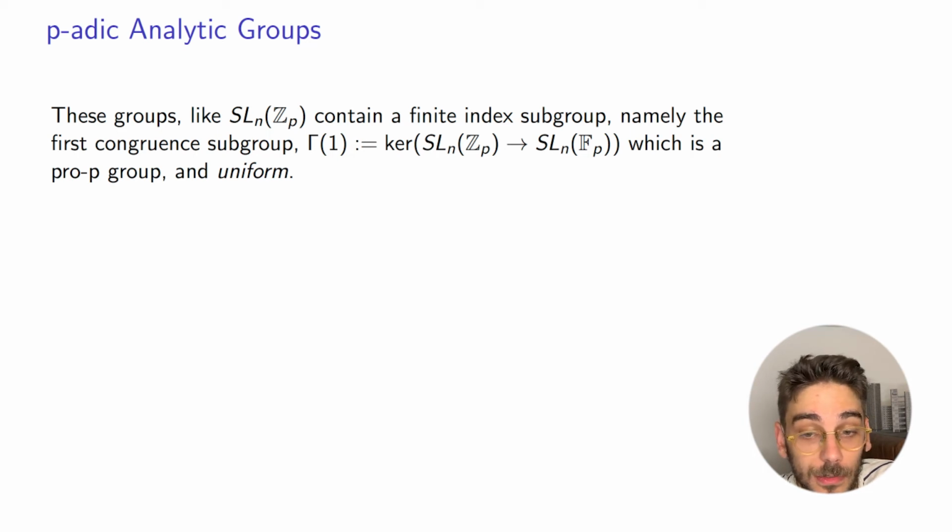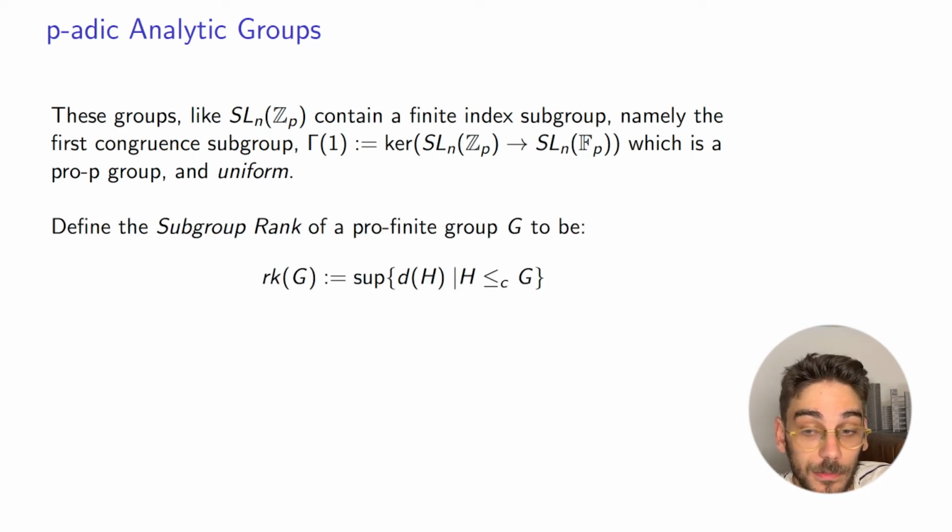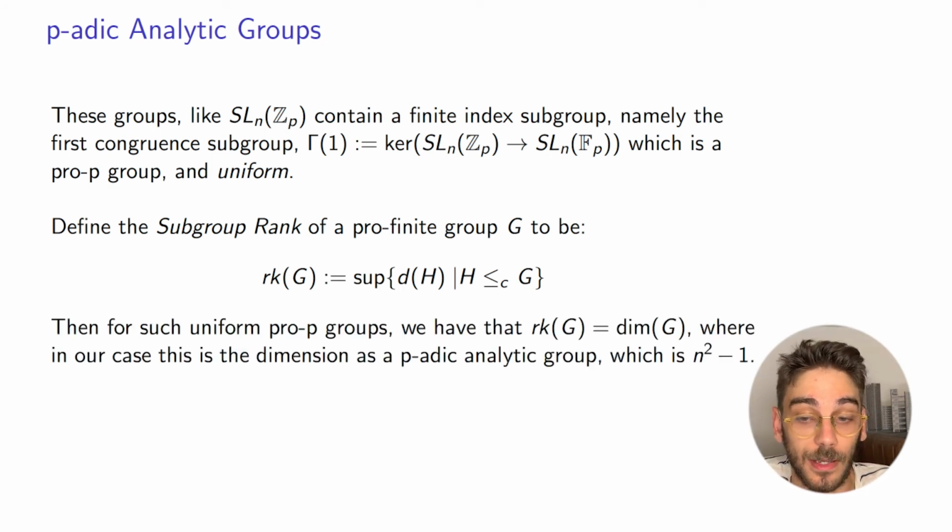And they have the following very nice property. If we define the subgroup rank of a profinite group G to be the supremum over d(H) over all closed subgroups of G, so we're looking at the supremum of all the ranks of all the subgroups inside G, then a uniform group has finite rank, and in fact the rank is equal to the dimension of G as a p-adic analytic group, which in this case is n squared minus 1.